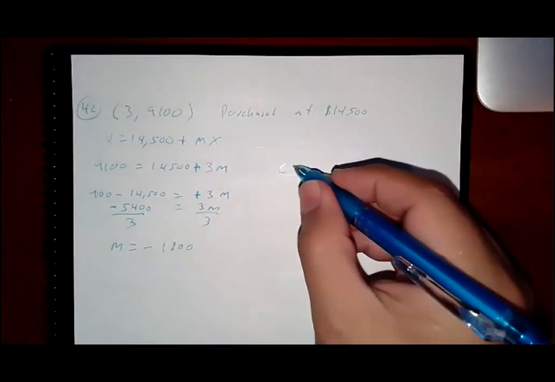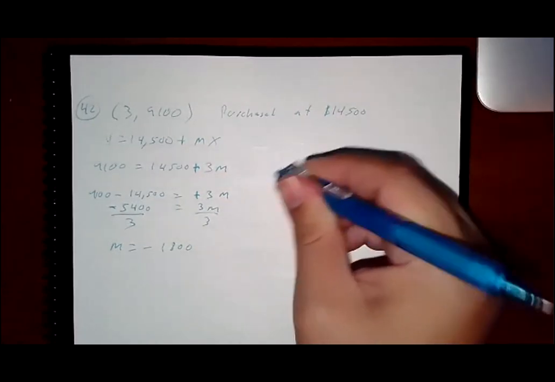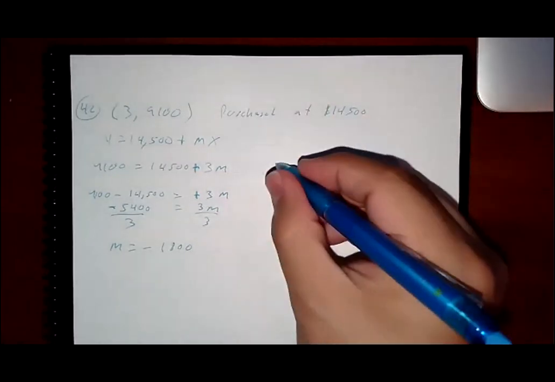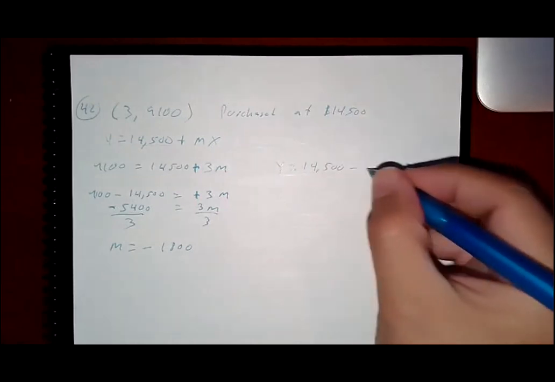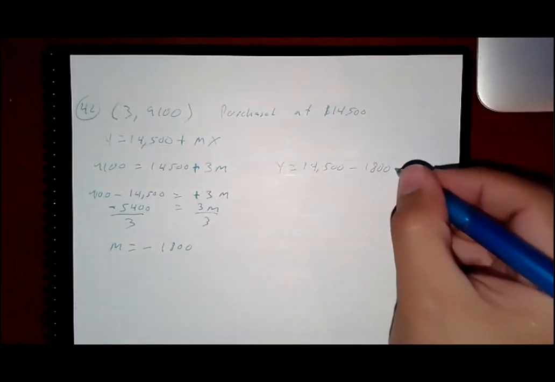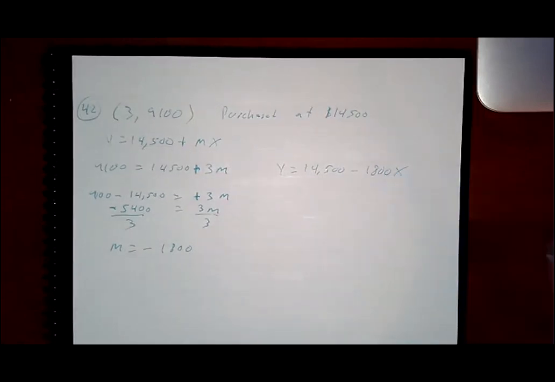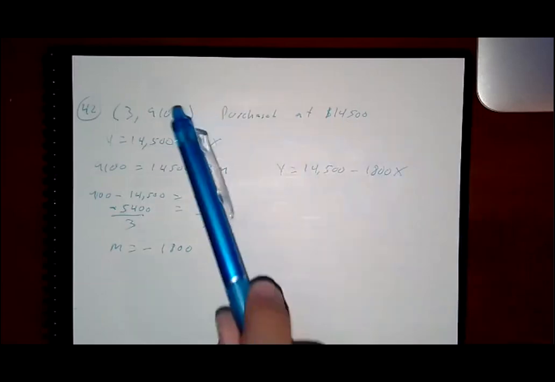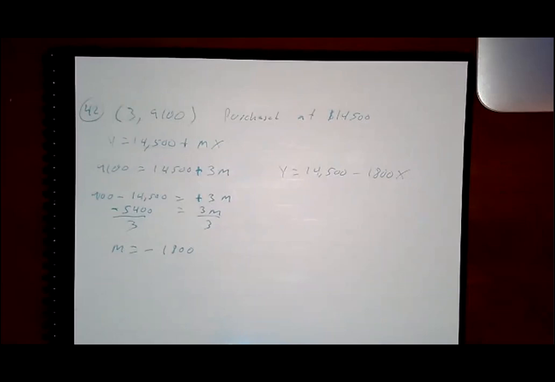So the cost function, or what do they call it? Depreciation function, sorry, would be this: 14,500 minus 1,800x. So in 1 year I lose 1,800, 2 years I lose another 1,800, 3 years I get to 9,100, and then you keep going until your car is completely worthless, right? That's how life is. If there's any questions on 42?